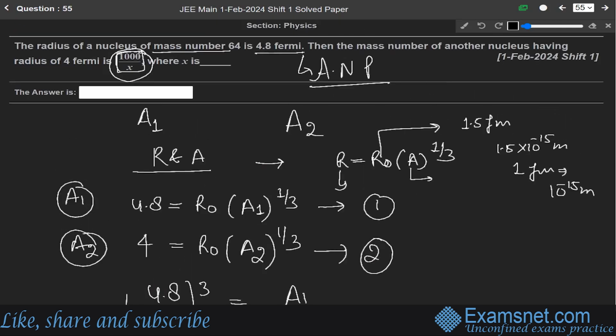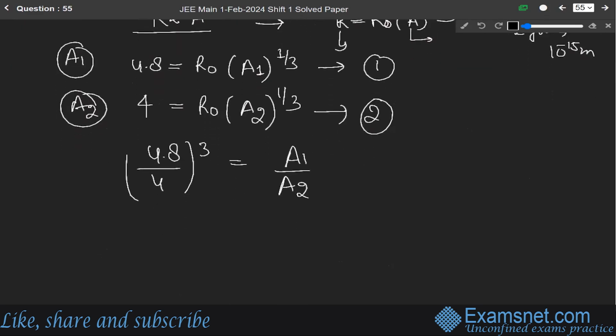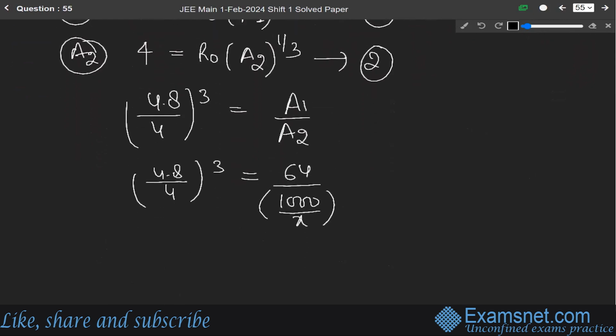Now A1 is what? 64 and A2 is 1000 by x. So 4.8 over 4 whole cube equals 64 over 1000 by x. Now 4 ones are 4, 4 twos are 8, so 1.2 whole cube will be equal to 64 over 1000 by x.